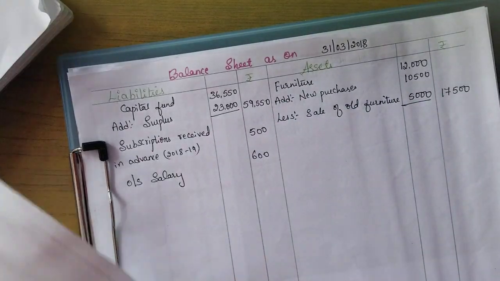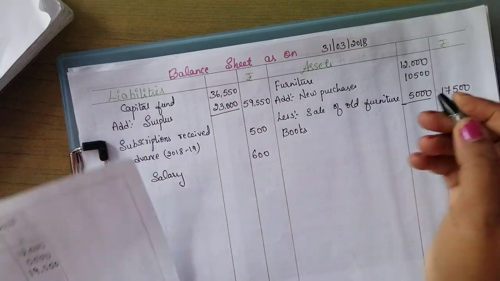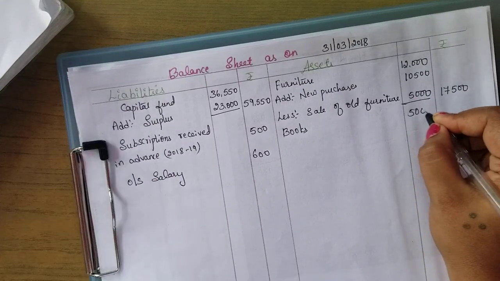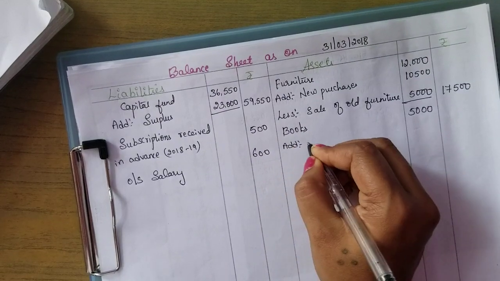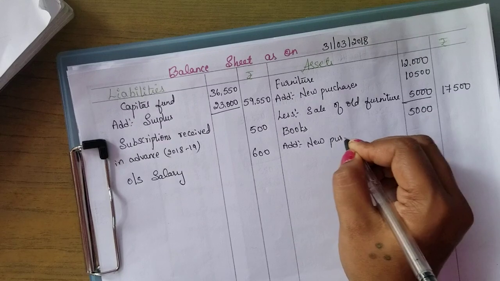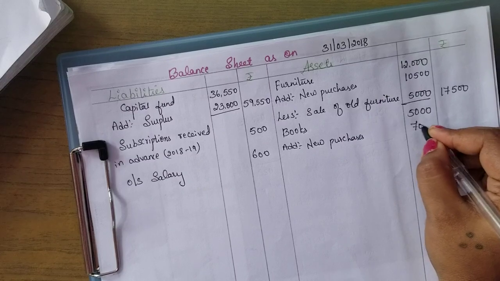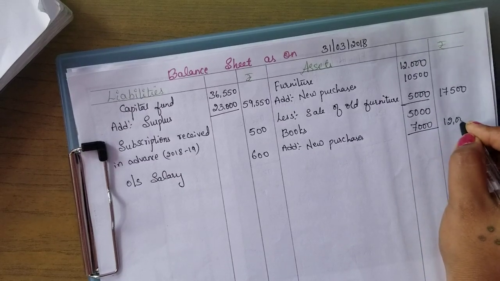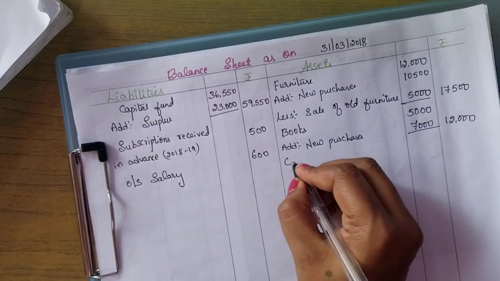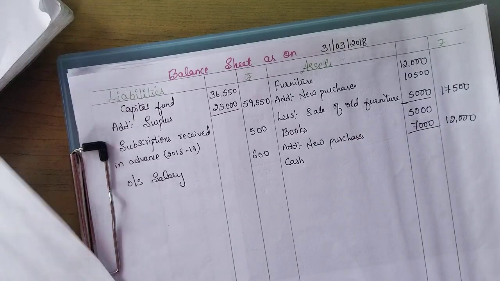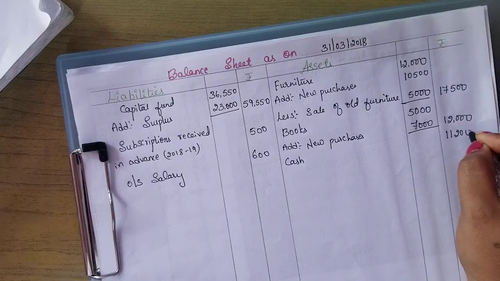Okay, and the next we have books in the opening balance sheet. So I am taking books here. The old books cost is 5,000, and again they have purchased in this year also. So let us add that new purchase amounting rupees 7,000. So it is total 12,000. Okay, next I have cash balance. So that is given in your receipts and payments. Closing balance of cash, it is 11,200.